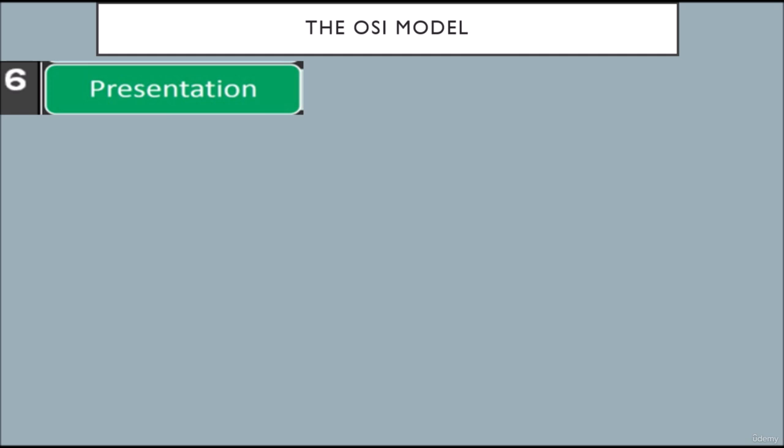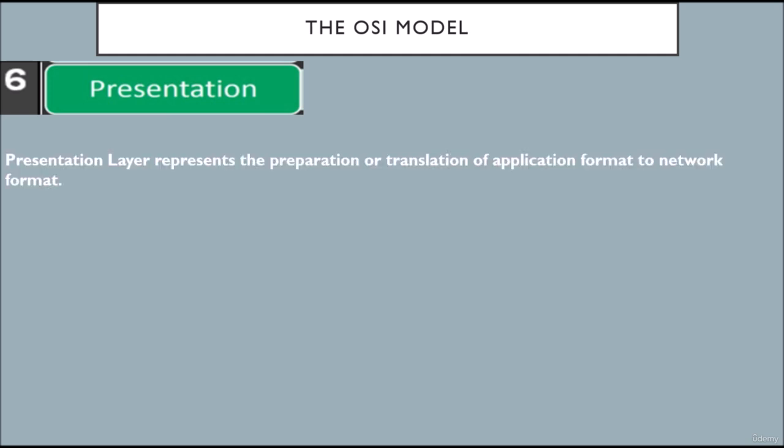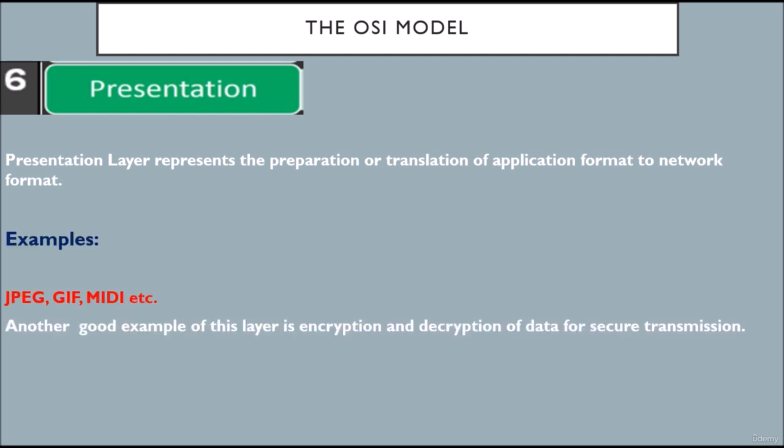Next layer is the presentation layer. It's the layer 6. Presentation layer represents the preparation or translation of application format to network format. Examples are JPEG, GIF, MIDI. Another good example of this layer is encryption and decryption of data for secure transmission.